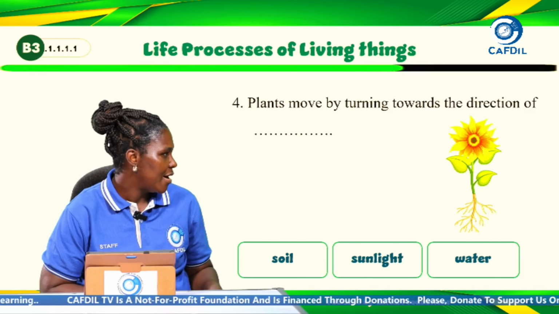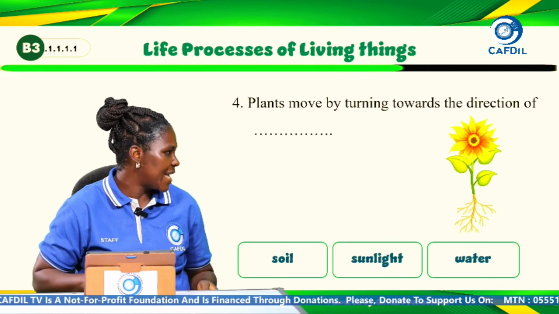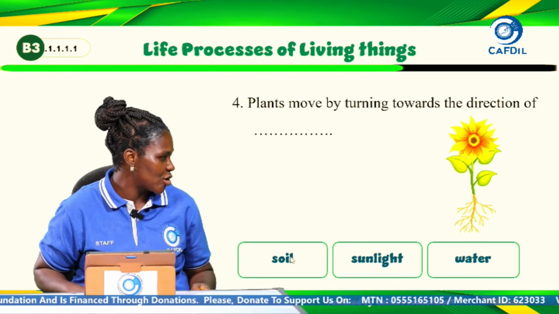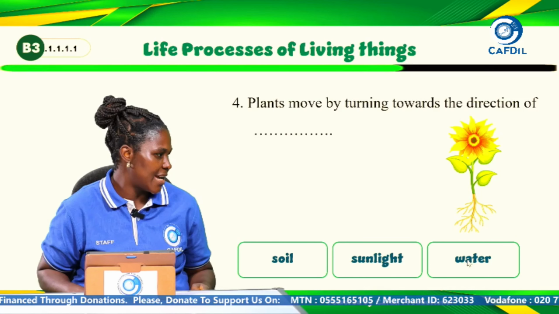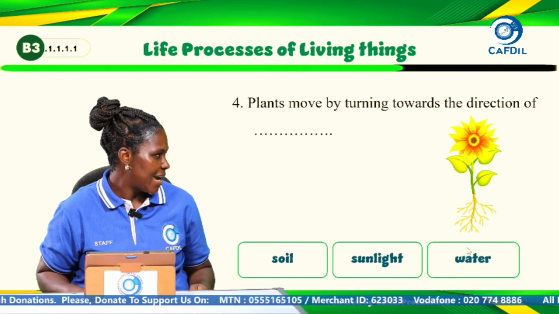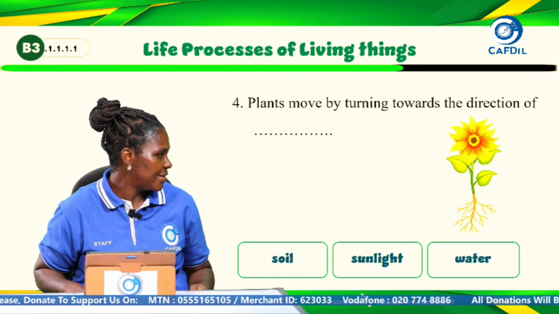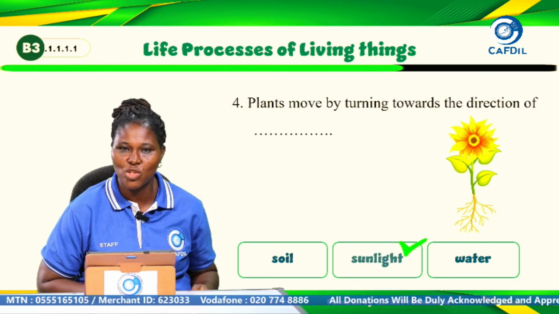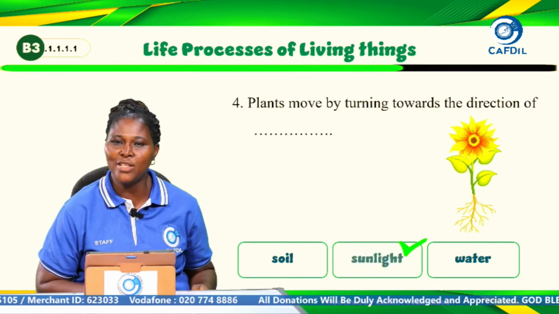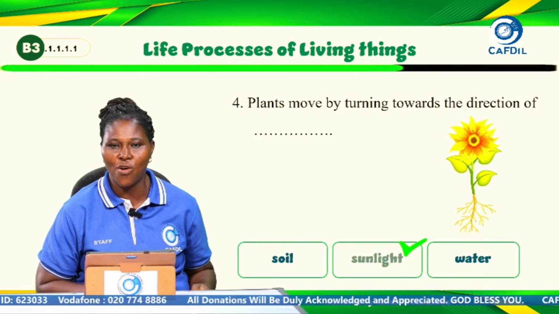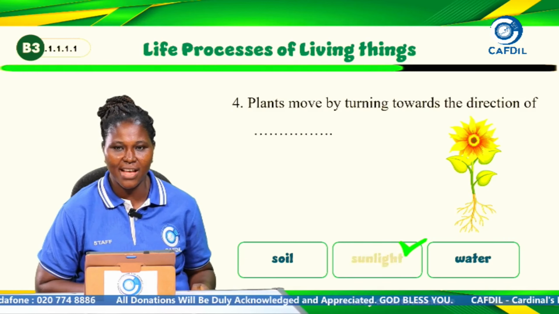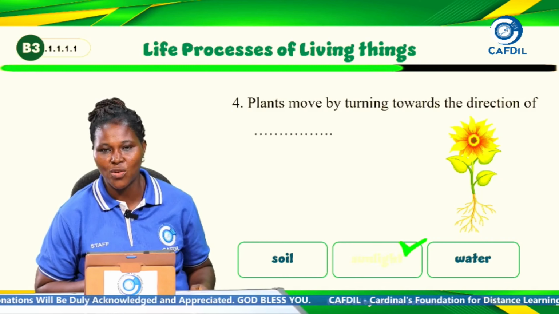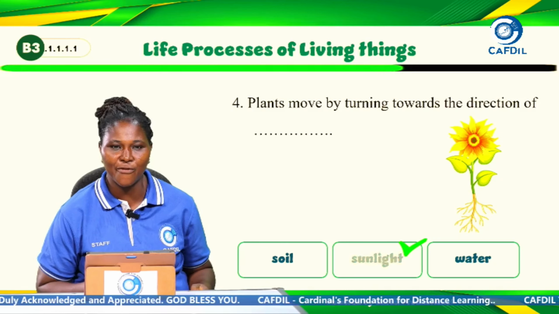Number 4. Plants move by turning towards the direction of dash. We have soil, sunlight, and water. Which one? Sunlight. So plants move by turning towards the direction of sunlight. This is how the plant sunflower got its name, sunflower.